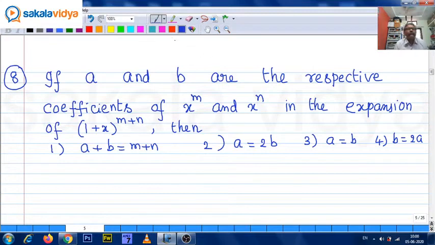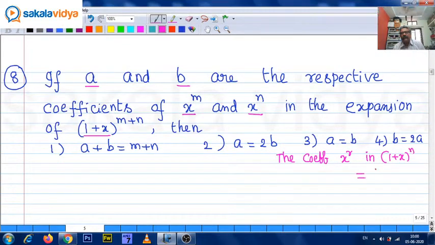So now a, b are the respective coefficients of x to the power of m, x to the power of n in the expansion of (1 plus x)^(m plus n). So first write down here: the coefficient of x to the power of r in (1 plus x)^n equals nCr. You take the help of this basic fact.